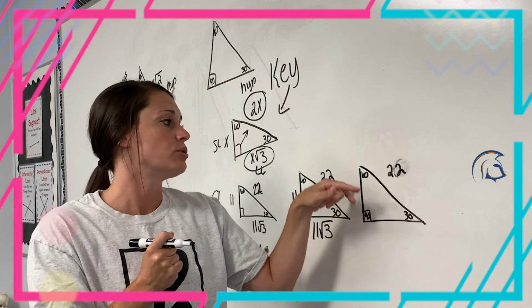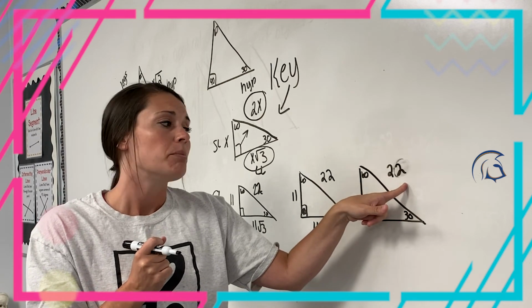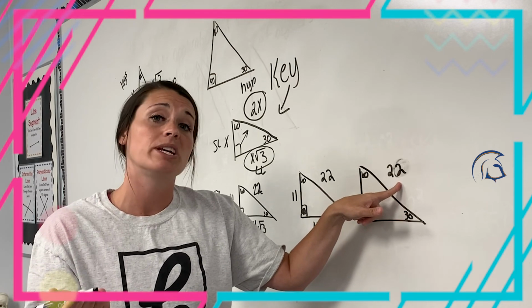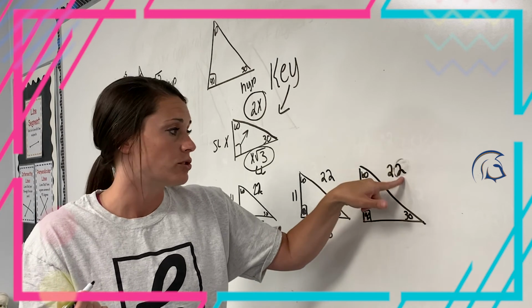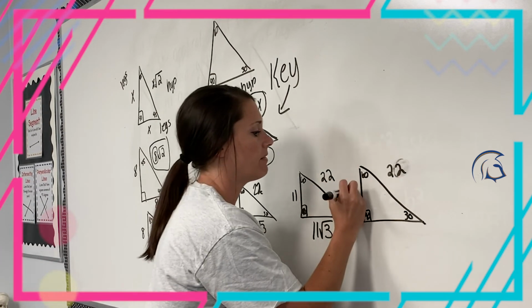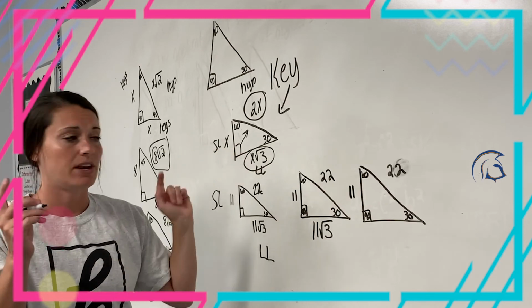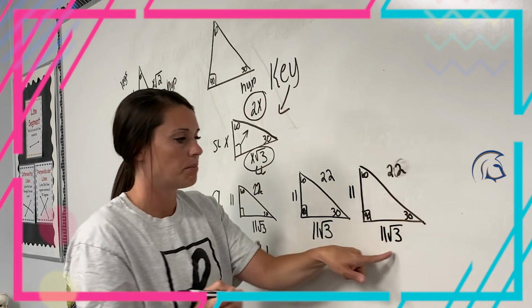Well, the short leg is half of whatever your hypotenuse is, because your hypotenuse is 2x. So your short leg is going to be your hypotenuse divided by 2. So 22 divided by 2 is 11. Now I know my short leg. My short leg is x. And if I know x, I know my long leg, and I just put x beside the square root of 3.